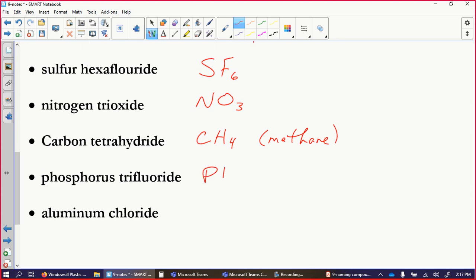Phosphorus trifluoride is PF3. And then I do the same thing. Aluminum chloride, well, there's no prefixes, so it's just that. That's a metal. It's +3. So this is technically AlCl3.